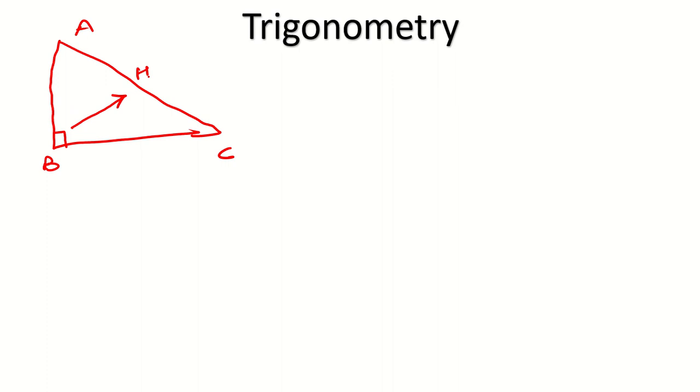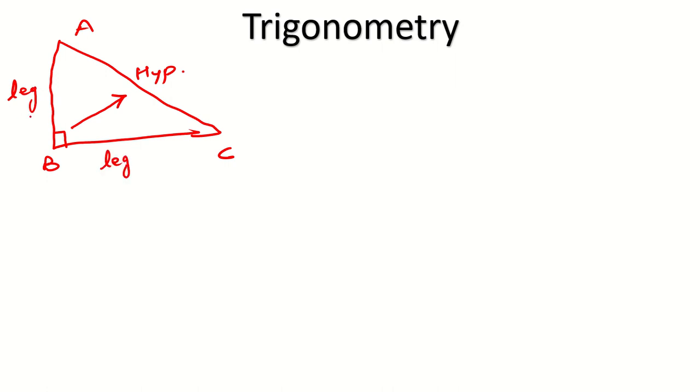So suppose this is a right angle triangle. Right angle triangle means where one angle is of 90 degree. So let's talk about the sides first. The side which is opposite to the 90 degree is called hypotenuse, and the other two sides will be called legs.